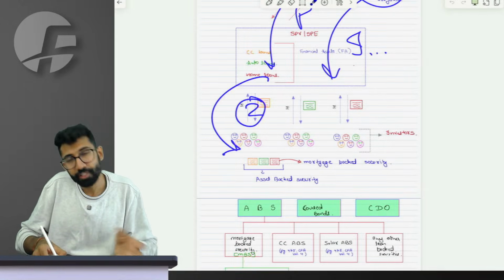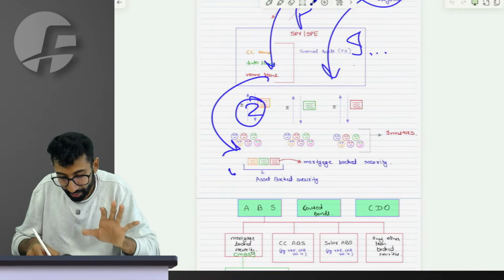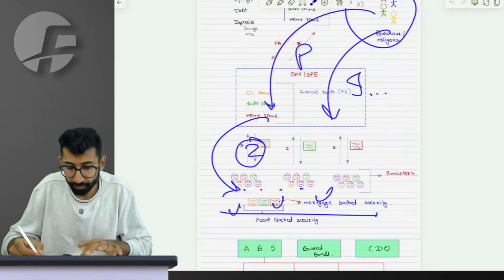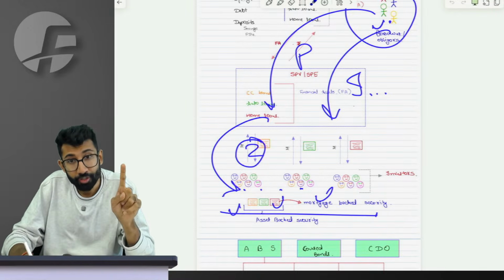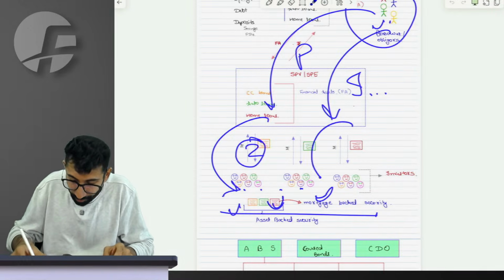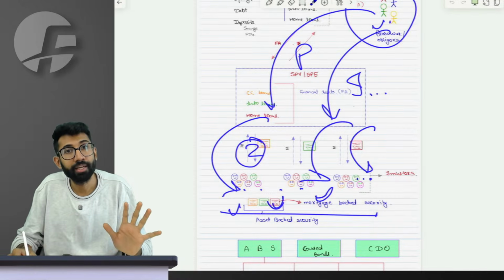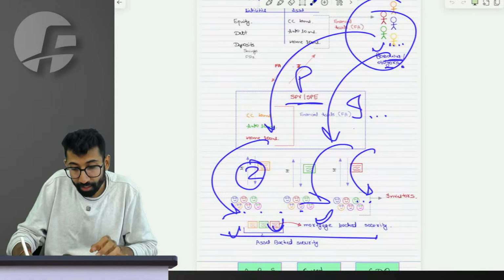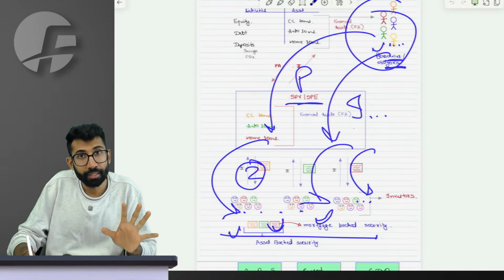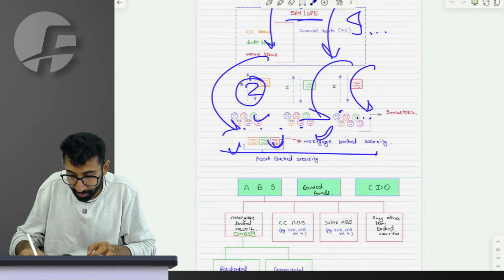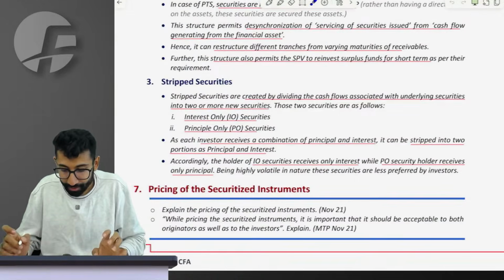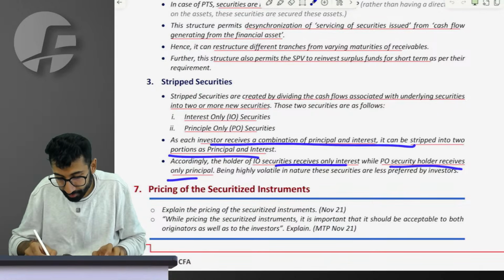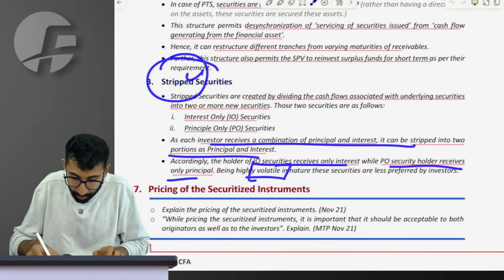First security will receive only principal. As an investor, against the first security, I will receive only principal, which is received from the obligors initially. In the second type of security, I will receive only interest, nothing else, right? Which is received by the SPV from the obligors primarily. So as an investor, there are two types of securities I can buy. Sir, practically they are less preferred because they have a higher risk, they are volatile in nature. These are the stripped securities.